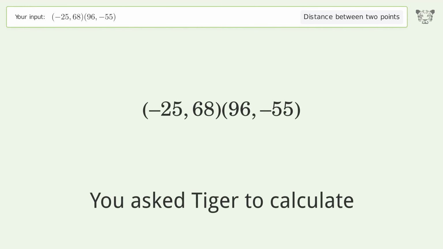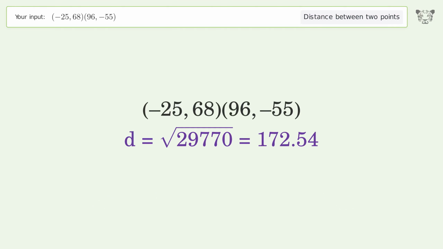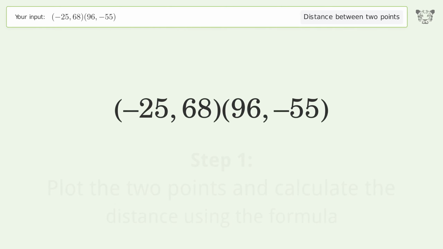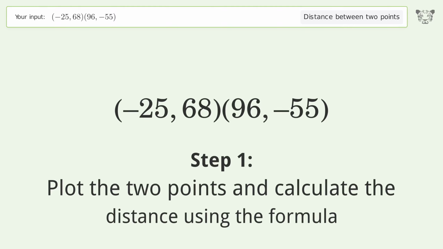You ask Tiger to calculate. This deals with the distance between 2 points. The distance between the 2 points is the square root of 29,770, or 172.54. Let's solve it step by step. Plot the 2 points and calculate the distance using the formula.